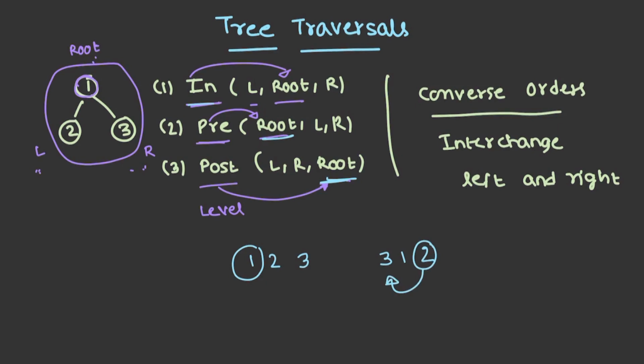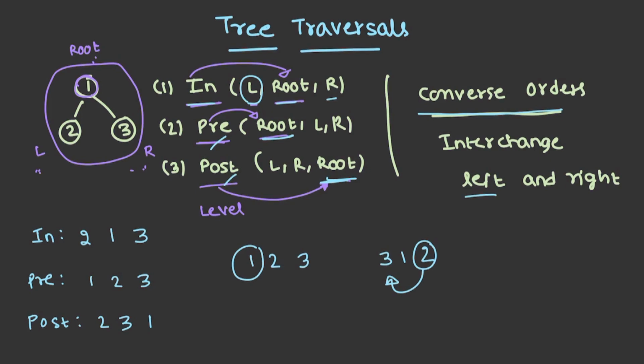If you want to write the in-order traversal for this tree, it starts with left, root and right: 2, 1, 3. Similarly, pre-order traversal is 1, 2, 3. Let's also write the post-order traversal: left, right and root, so 2, 3, 1 respectively. If someone asks you about converse orders like converse in-order, converse pre-order, converse post-order, you can just interchange the position of left and right and everything will be the same.